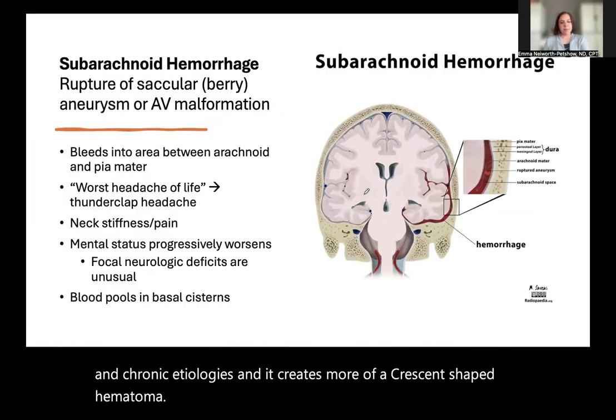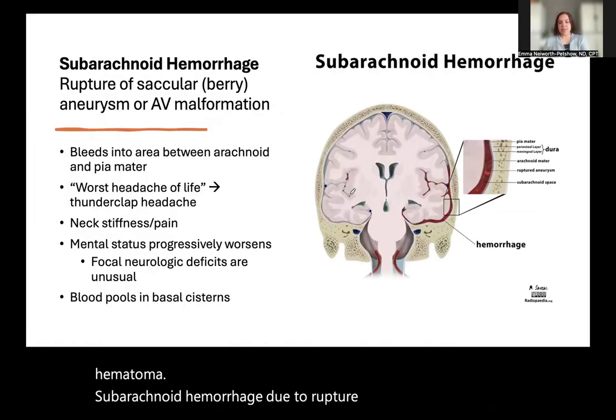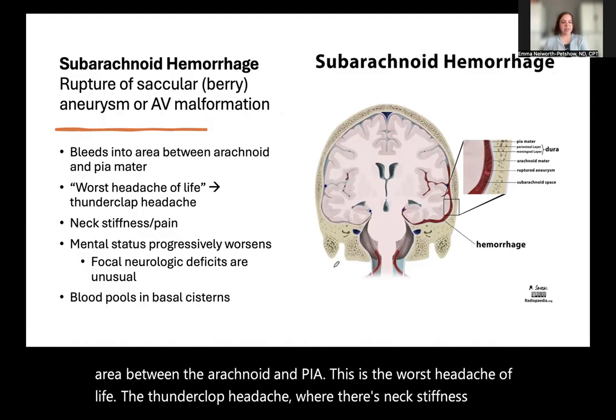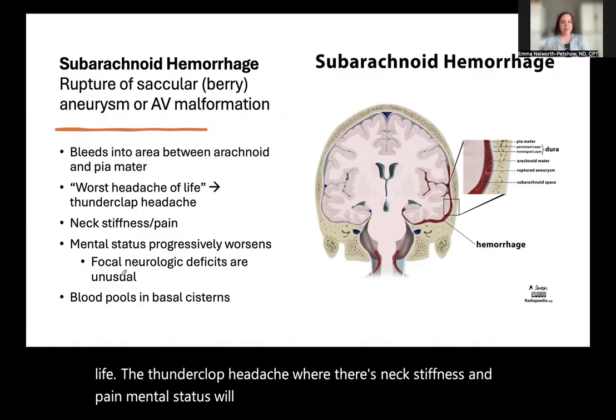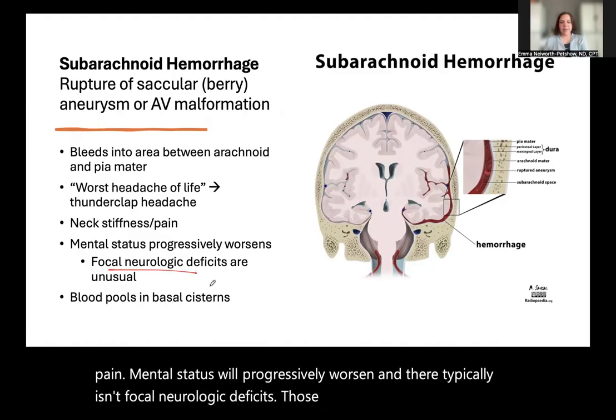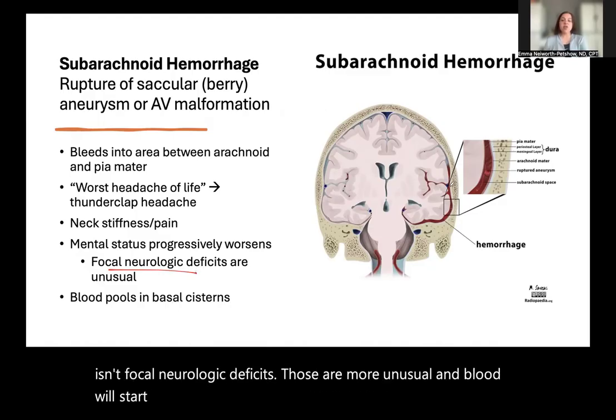Subarachnoid hemorrhage is due to rupture of saccular or berry aneurysms or an AV malformation. This is where we bleed into the area between the arachnoid and pia. This is the worst headache of life, the thunderclap headache, where there's neck stiffness and pain. Mental status will progressively worsen. And there typically aren't focal neurologic deficits. Those are more unusual. And blood will start to pool in the basal cisterns.